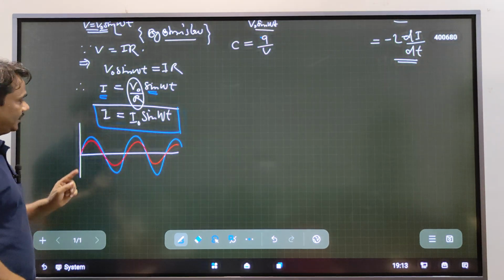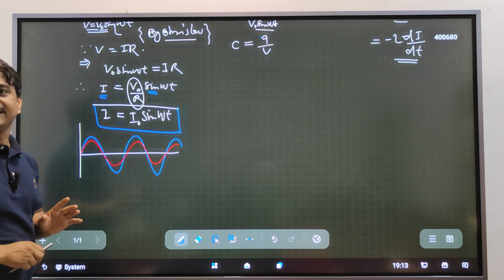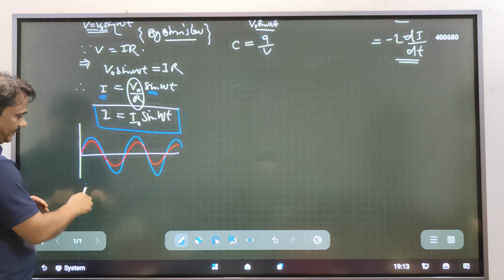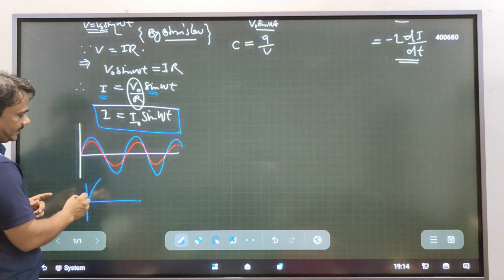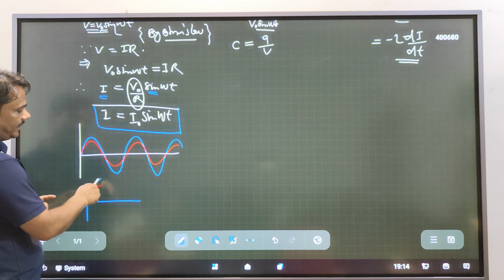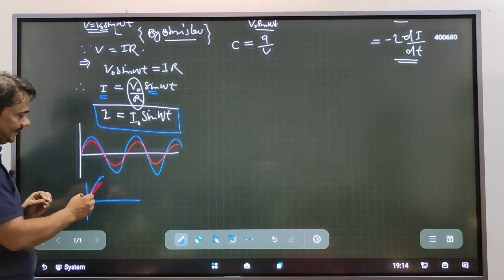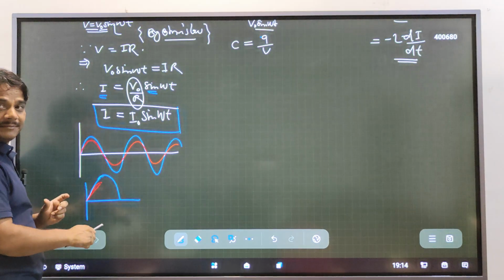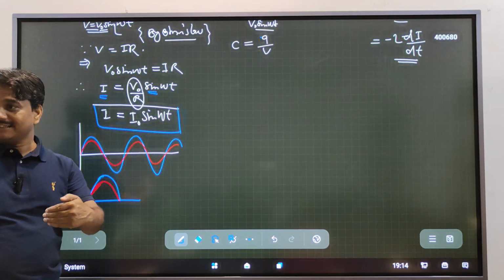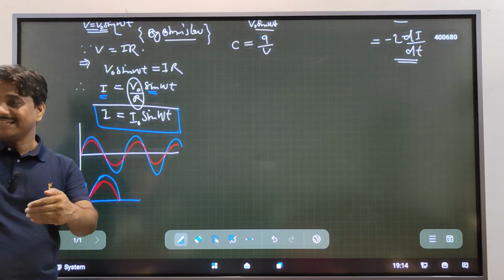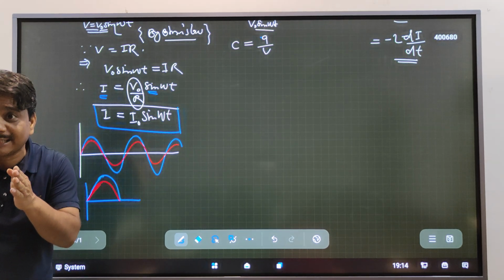Here it is. The blue one is the voltage, and the red one is the current. As the voltage increases, at the same time the current increases. When the voltage goes maximum, the current goes maximum. As the voltage goes minimum, the current goes minimum. When one happens, the other happens the same. So two quantities are achieving maximum value at the same time.